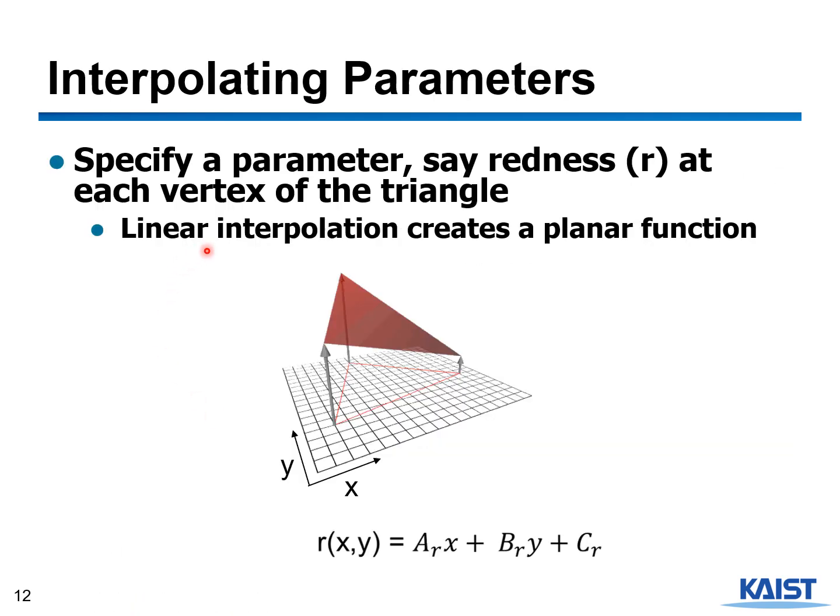So now we have decided whether certain regions are within the triangle or not. The next question is what the color is. That's the interpolation problem of the parameter. The parameter could be many things: an RGB value, even a normal value, or a texture parameter, and so on. In this case, we specify the parameter, say the redness R value, at each vertex of the triangle.